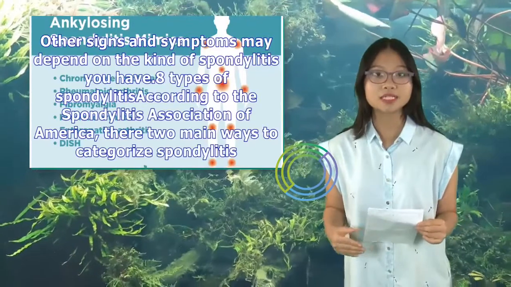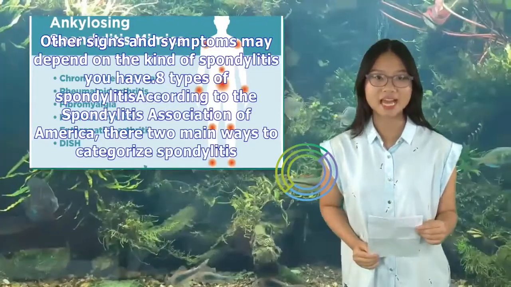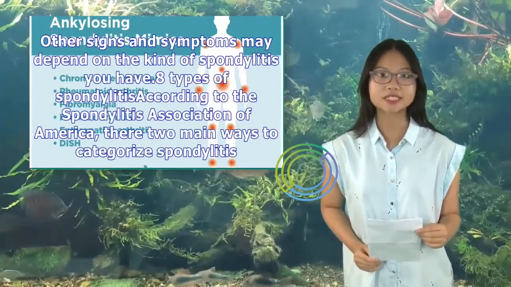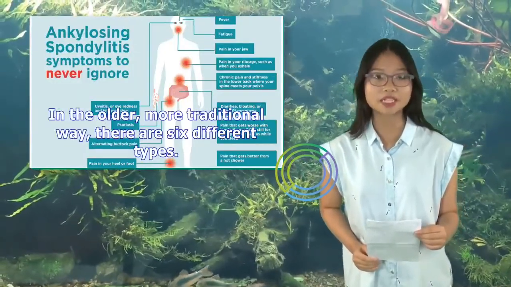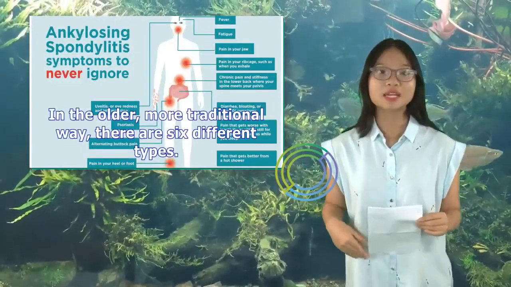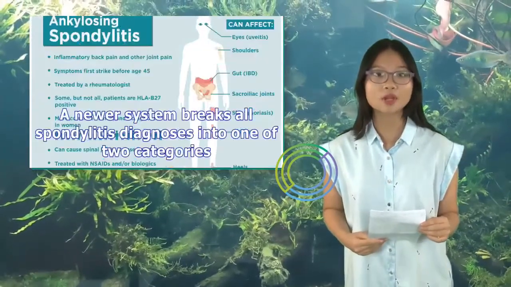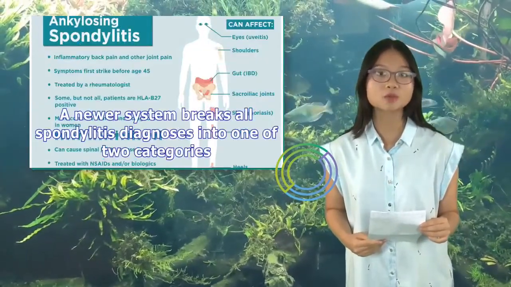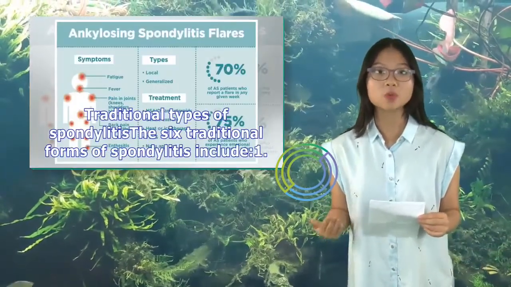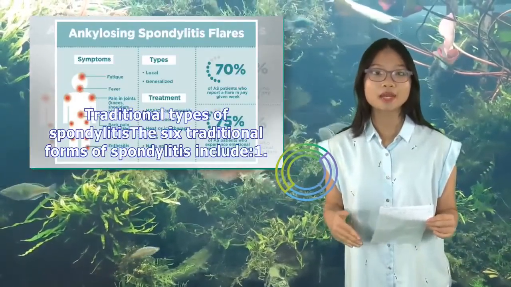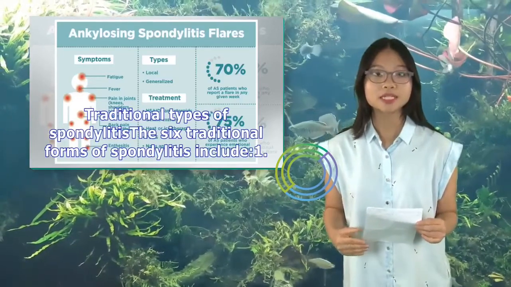Eight types of spondylitis. According to the Spondylitis Association of America, there are two main ways to categorize spondylitis. In the older, more traditional way, there are six different types. A newer system breaks all spondylitis diagnoses into one of two categories. Traditional types of spondylitis. The six traditional forms include: 1.